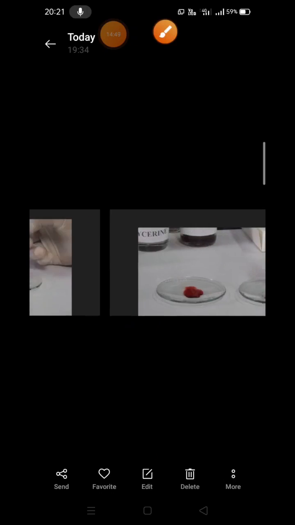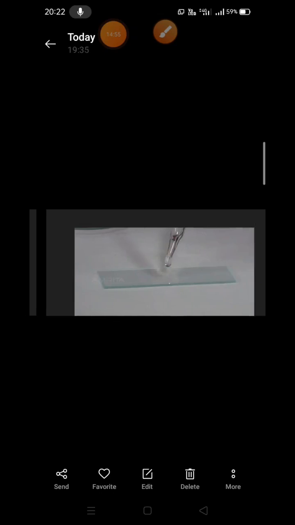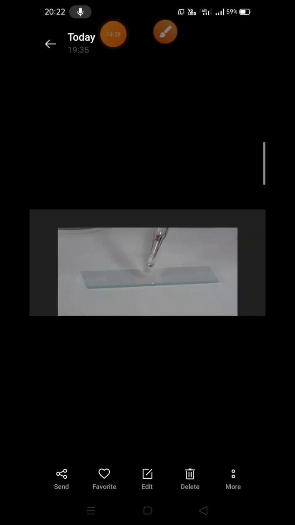Now with the help of the brush, we have transferred it into another watch glass of water. Now we will transfer it on a slide. अब हमने जो है मेम्ब्रेन को, इस जो अनियन पील है उसकी जो इनर मेम्ब्रेन है उसे हमने ट्रांसफ़र कर लिया है कहाँ पर, स्लाइड के ऊपर.